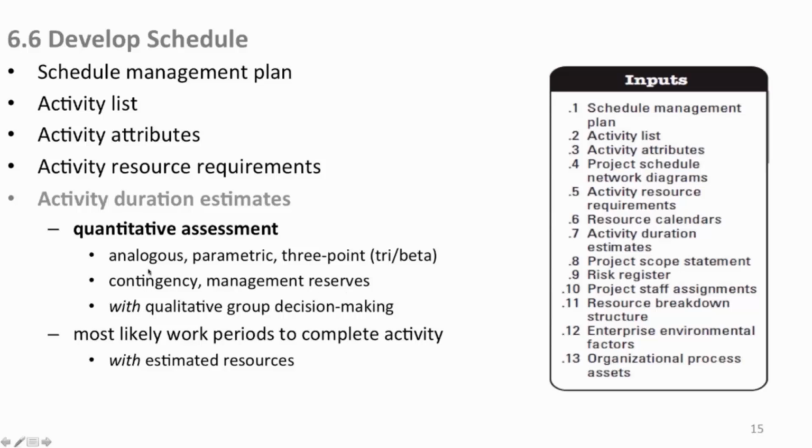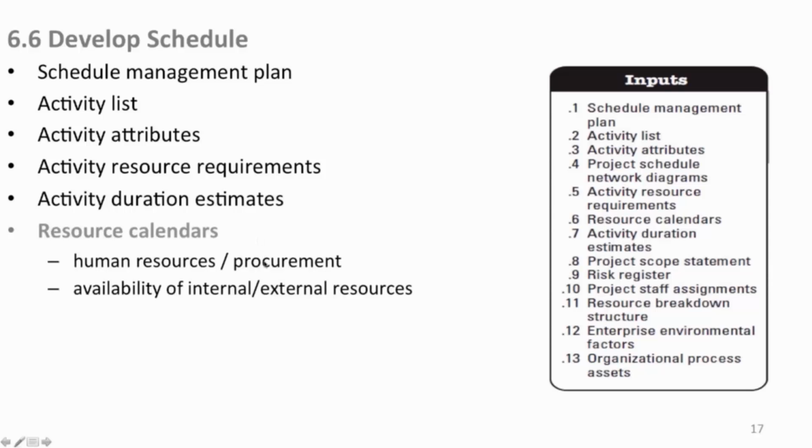And you make these quantitative assessments with a qualitative group consensus. So you mix the two. And the most likely work periods to complete the activity with your estimated resources are part of your duration estimates. Resource calendars, again, your human resource calendar, and the ones for procurement, and also what you have that you can capitalize on, particularly with procurement, but also if you have a third party you're hiring, a subcontractor, you need to know what their work schedule is. Maybe they're pre-assigned to some other work, so you have to get your best use out of them on your project before they're released elsewhere.